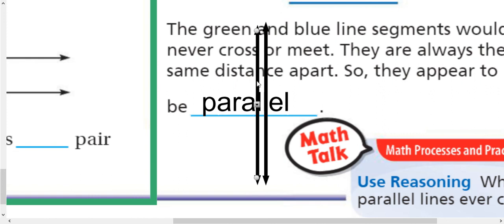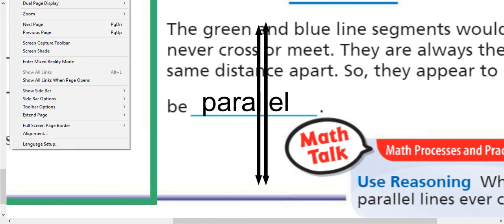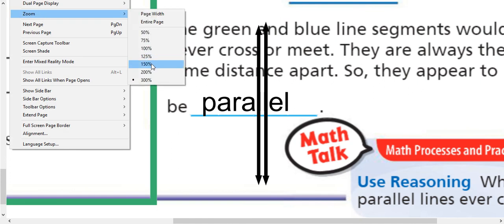When I'm trying to figure out the difference between parallel and perpendicular, we actually have two L's that are parallel that help us to tell the difference.